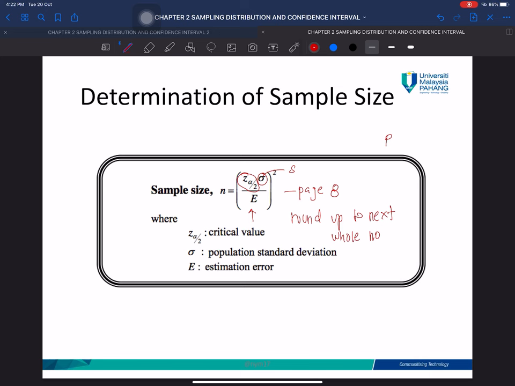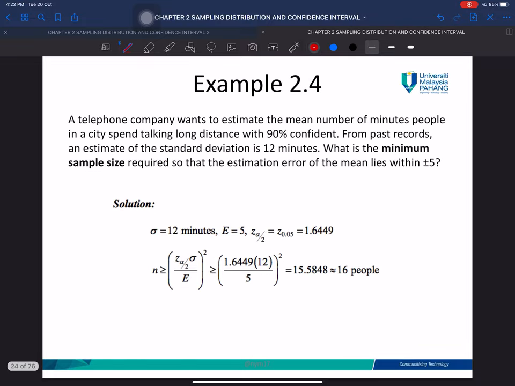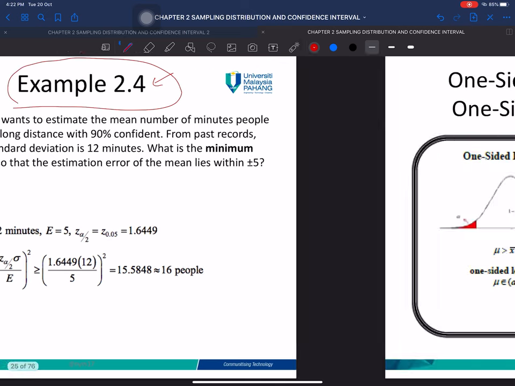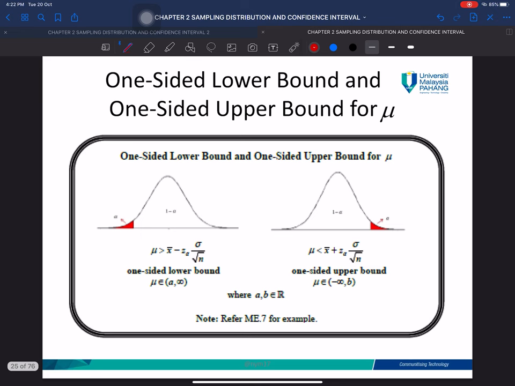Okay, so the final answer should be a discrete number because of sample size. Okay, so this is the example for how to find the n. Are we back to this example after we discuss this exercise? After we discuss the exercise, okay, so this is the one-sided lower bound and upper bound.